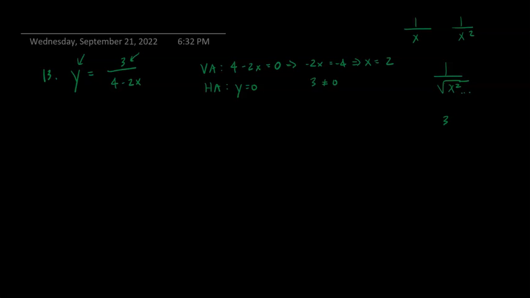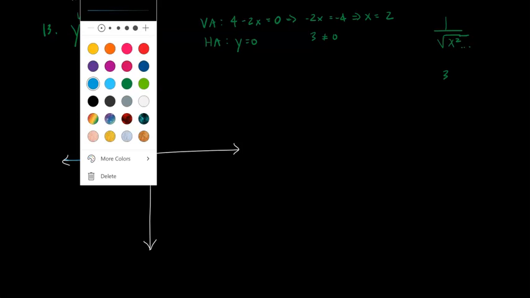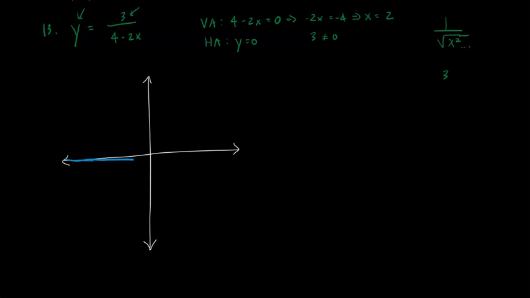Remember, as soon as I figure out my asymptotes, I am ready to graph this function. And with asymptotes, graphing becomes so much easier. So first I'm going to draw my horizontal asymptote, just like that. And then my vertical asymptote was 2.